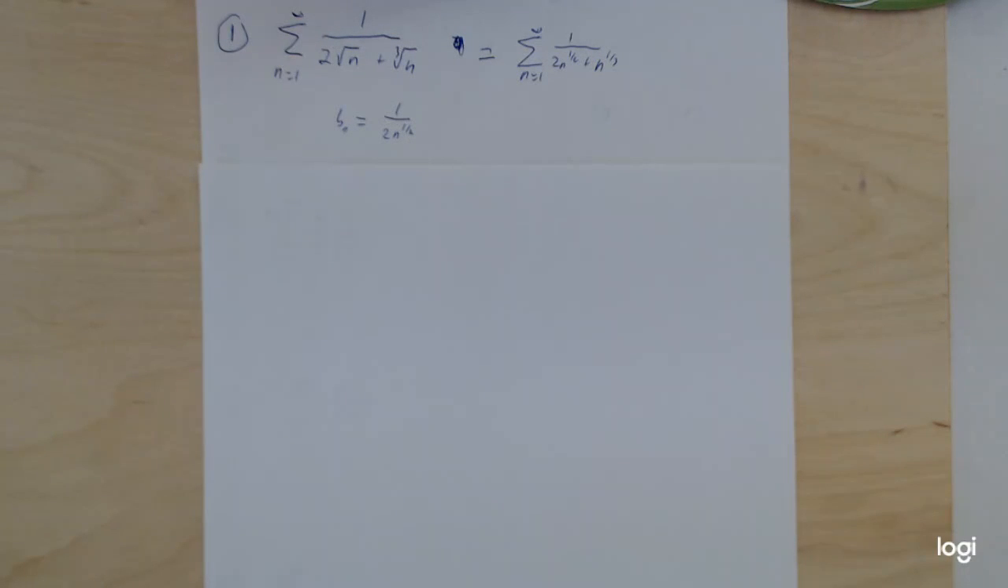So that's how I go about choosing my comparison function. And in this case, I probably do a limit comparison because I don't want to have to mess with all the inequalities. You'll notice I tend to prefer limit comparison to direct comparison unless it's just really obvious.